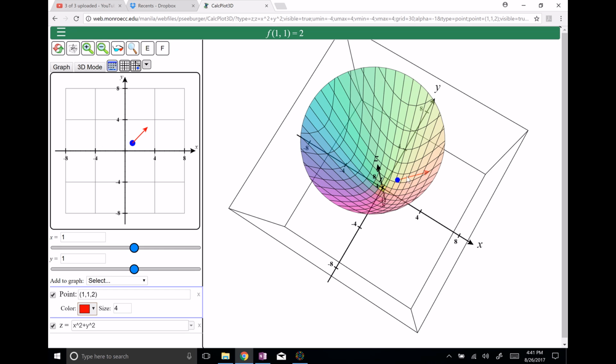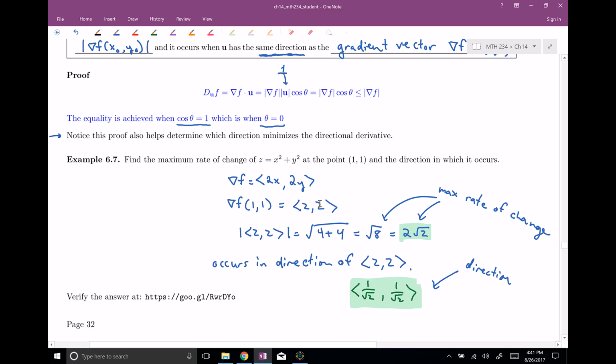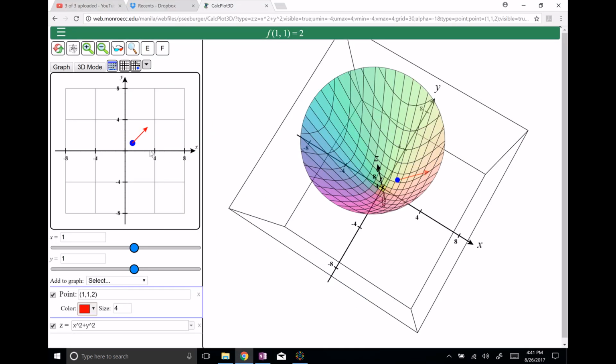So this is saying that we should head away from that origin, which kind of makes sense, right? So 2, 2 is perfectly away from the origin. So that actually is the vector 2, 2 there. And that maximizes the rate of change.